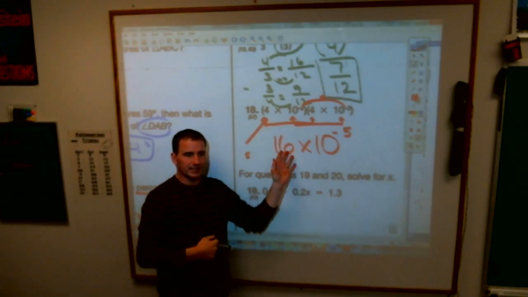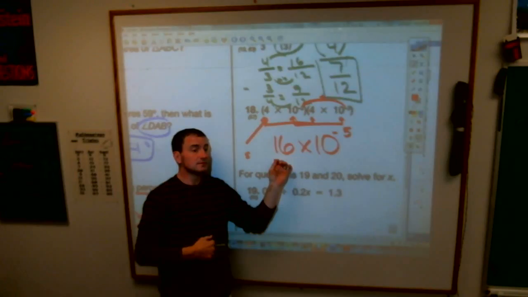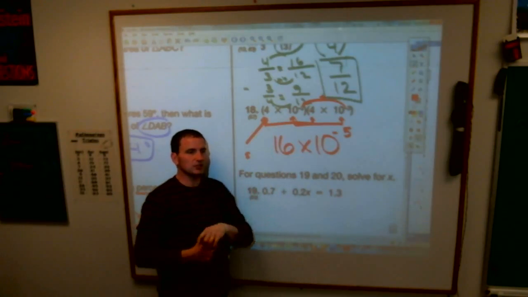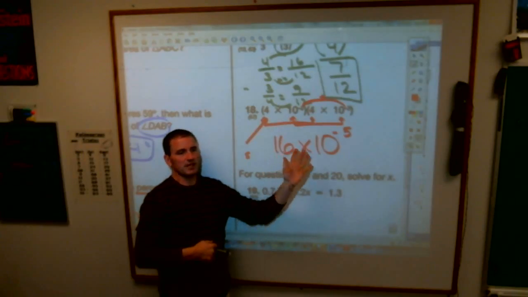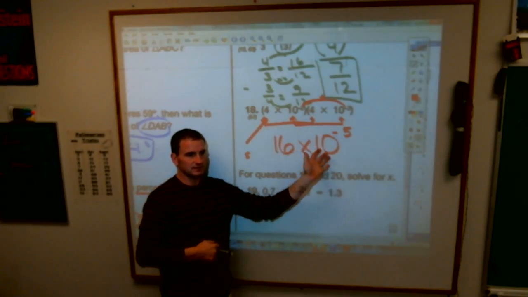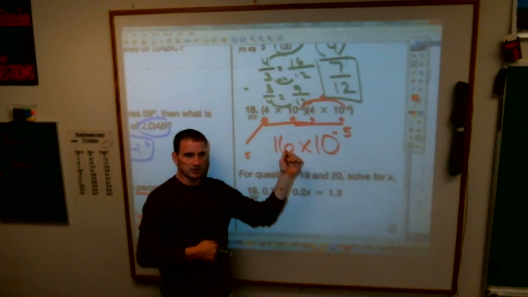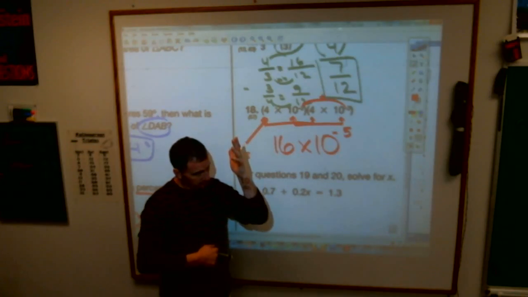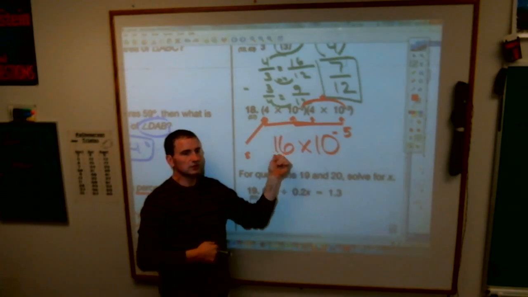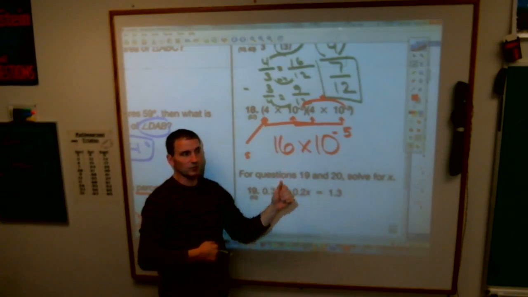That is an incorrect answer. Why, Aubrey? Wrong. In scientific notation, you can. That's the only time you're allowed to keep them. Why is this answer not correct? Note to self. Isabel? Because 16 is the number. You're not allowed to have a big number like this on your left number. It has to be between 1 and 10.